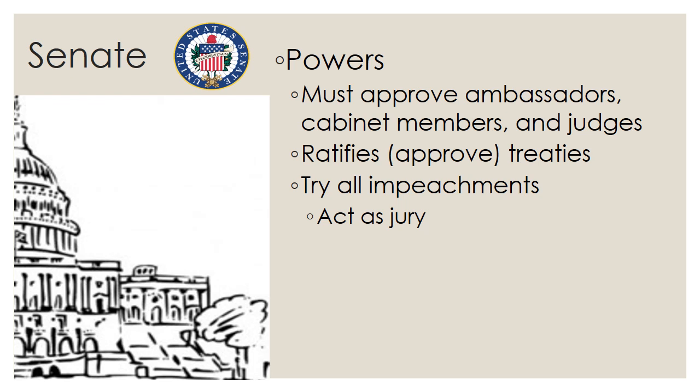So the powers of the Senate, they are the people who must approve basically everything that the president does. When we get into checks and balances, you will hear me say that the Senate has a whole lot of power compared to the House of Representatives, because they do. They have a whole lot more power. They have to approve ambassadors, cabinet members, and judges. This is going to come into play a little bit later on when we talk about the Supreme Court. They also have to ratify or approve treaties. So the president can write all the treaties he wants, but they have to be approved by the Senate. And they act as the jury for all impeachment trials.